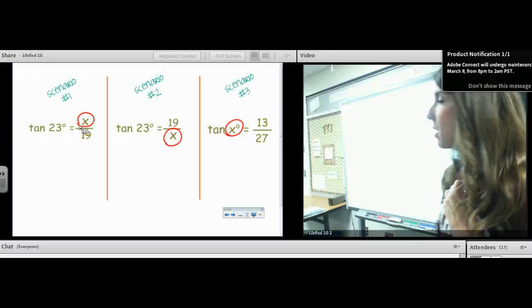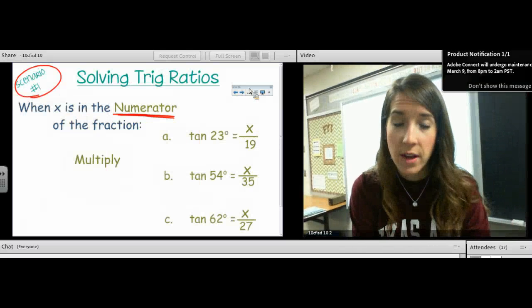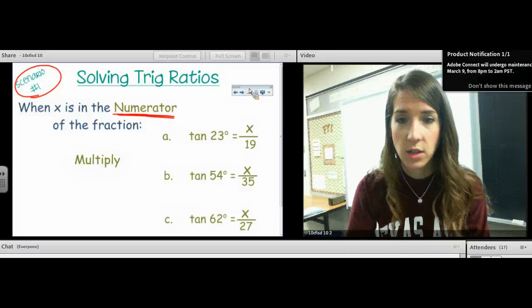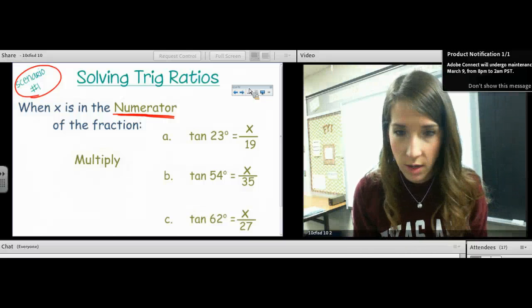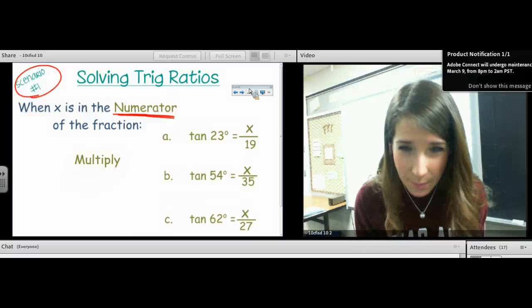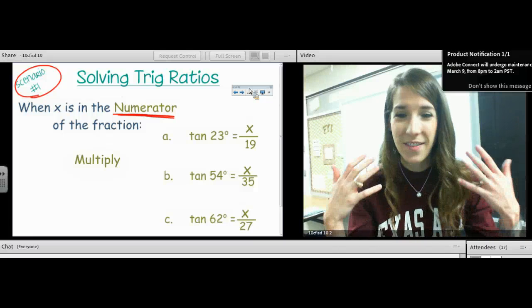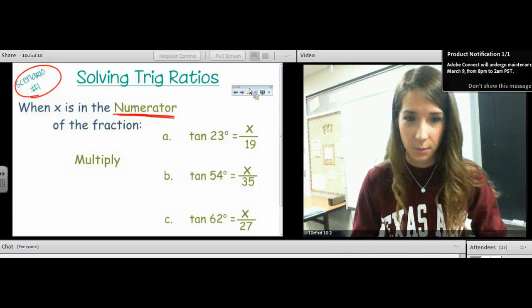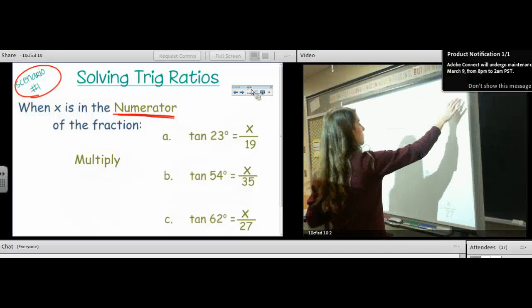So let's go back to this one. When x is in the numerator, every time, on A, on B, on C, every time x is in the numerator, you are going to multiply. So on letter A, how do you solve for x? You do 19 times tan 23. On B, how do you solve for x? 35 times tan 54. On C, how do you solve for x? 27 times tan 62.